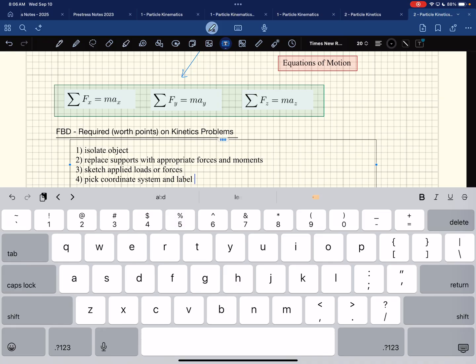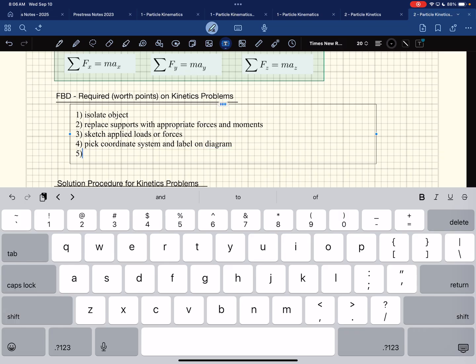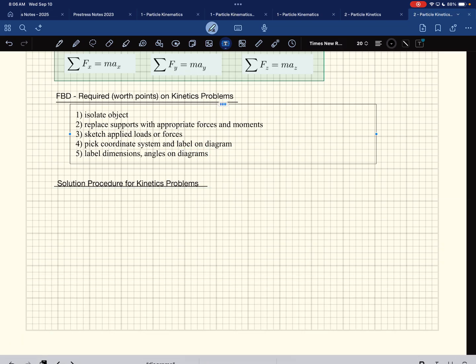And label on diagram. We're going to see this is a really important step. You have to have your coordinate system and you have to label it so that when you start summing your forces, you know what's positive and what's negative as you go through. And then we're going to label dimensions, angles, on diagrams. That's also an important component.